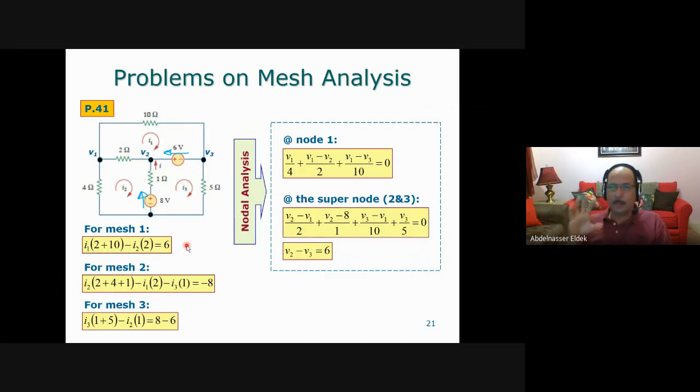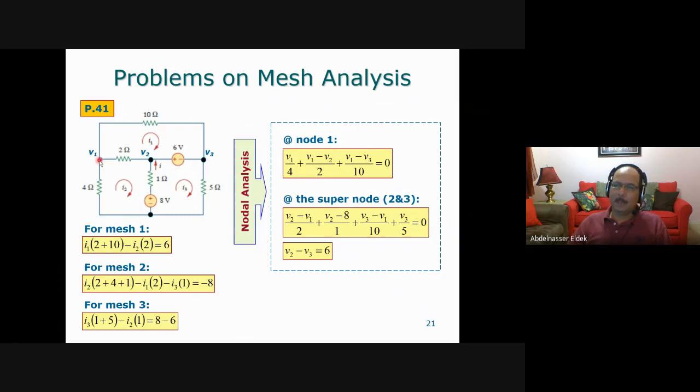If we want to solve this problem using nodal analysis, then in this case we have to use this one as a reference, and then we'll have V1, V2, and V3. Then you need to solve it, of course. You have to notice here that V2 and V3 is a supernode. So be careful when you solve it using nodal analysis.